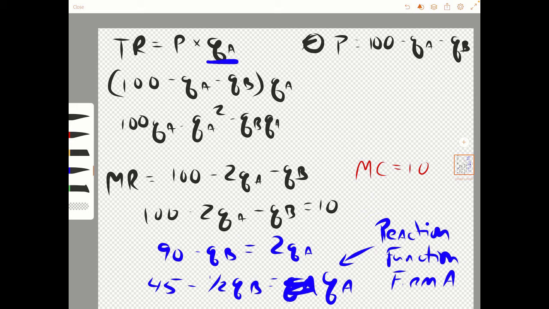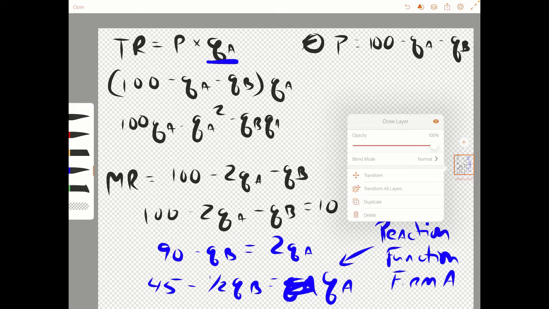Because the reaction functions in this model are the same, all we do is change the letters around to get the reaction function for firm B. So let's take a look at that. Firm B's reaction function is 45 minus 1/2 QA, which is equal to QB.